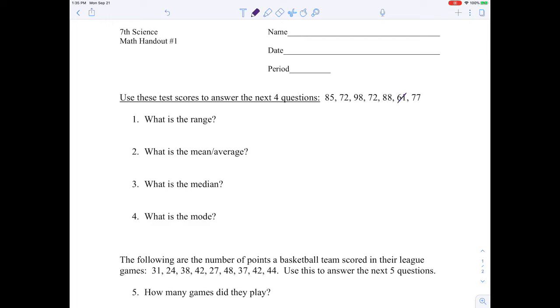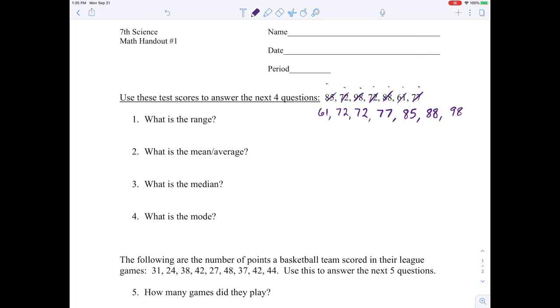So I'm going to go, okay, there's 61, there's a 72, another 72, 77, 85. Notice I'm crossing them off as I write them down. 88, 98. By crossing them off, that keeps me from accidentally repeating one or skipping one. And I'm going to double check, because up here I had 1, 2, 3, 4, 5, 6, 7. I should have 7 down here. 1, 2, 3, 4, 5, 6, 7. All right, cool. So that's going to help me with all 4 of these problems.